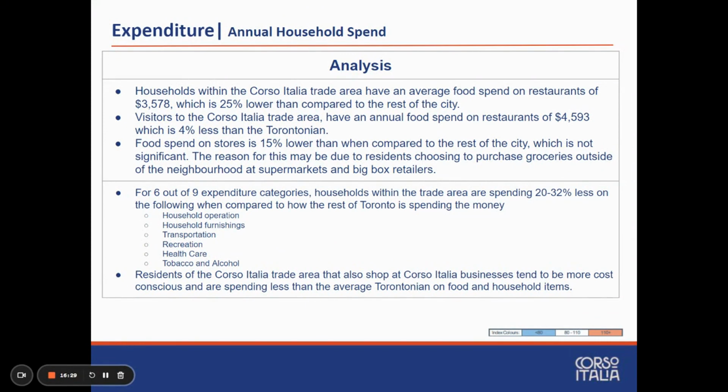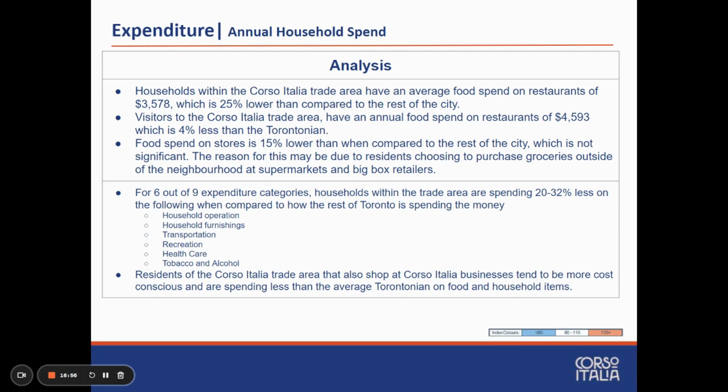And really, what this means is how much they're spending on household items. And in this case, households within Corso Italia are spending about $3,578 on food from restaurants, which is 25% lower than the city of Toronto. And then visitors to the Corso Italia trade area are spending a little more on food from restaurants at $4,593, so about $1,000 difference. But even that $1,000 difference is still 4% less than the average Torontonian.